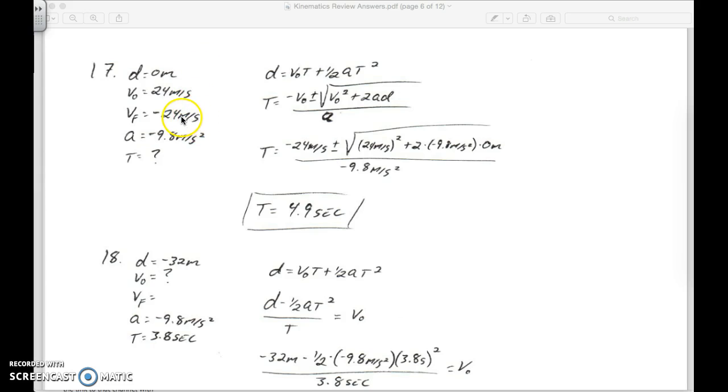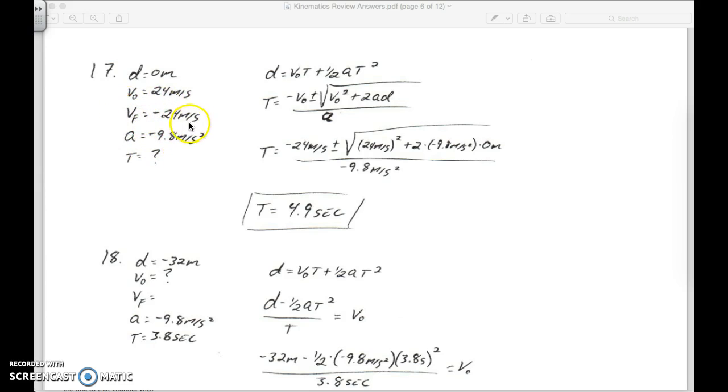The displacement is 0. One thing which does happen when you launch something up in the air or throw it up in the air, if it gets back to the same height when d is 0, the final speed is going to be the same as the initial speed, but velocity-wise, it's downward, so it's negative. The initial velocity is upward 24 meters per second. The final velocity is downward 24 meters per second. And the acceleration is negative 9.8 meters per second squared.